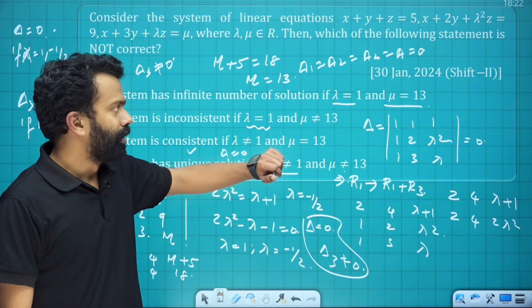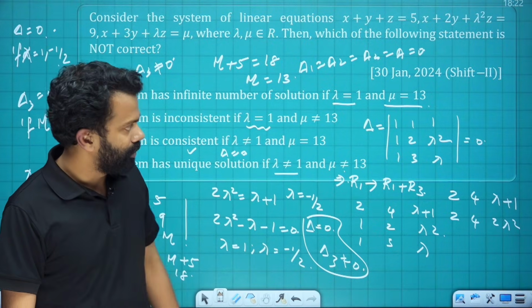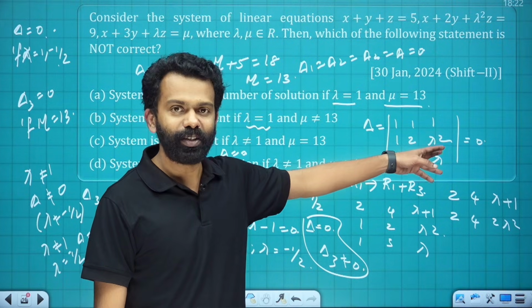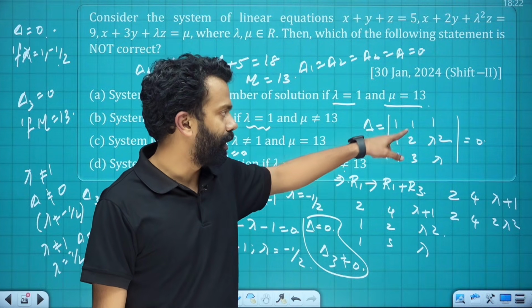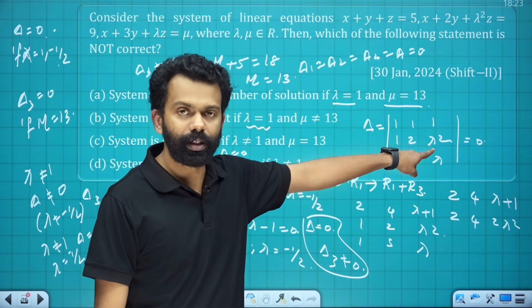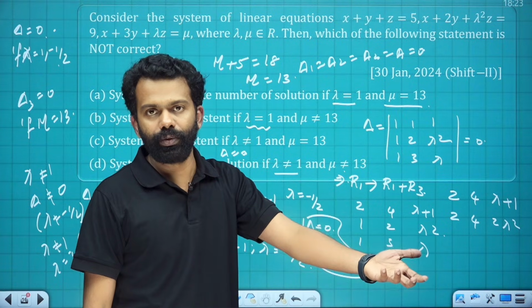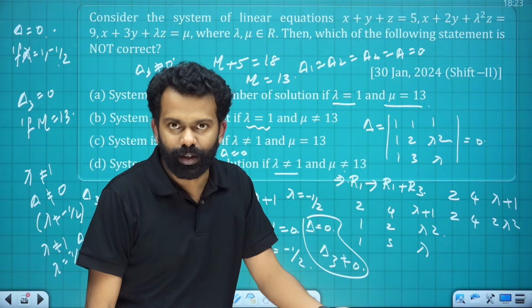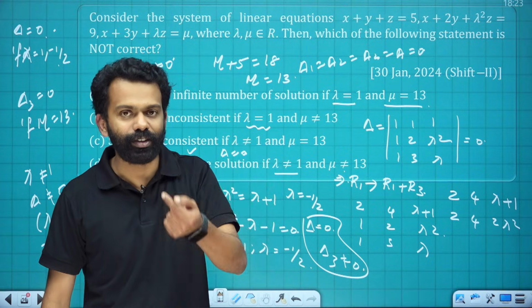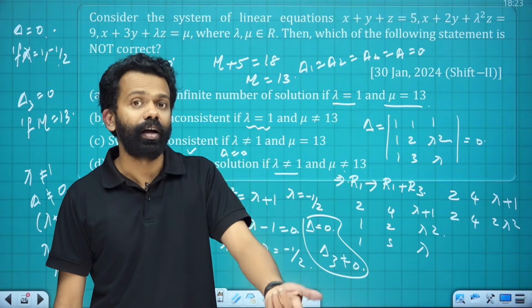See, what happens for these types of questions is most students will substitute lambda equal to 1. If lambda is equal to 1, this column and this column will be identical. But the problem here is, if you look here, there is a lambda square. So if you solve this determinant, there is a possibility that you will get a quadratic equation. And if it is a quadratic equation, there is a higher probability that you'll have two roots. Sometimes there will be one root if it is a perfect square.